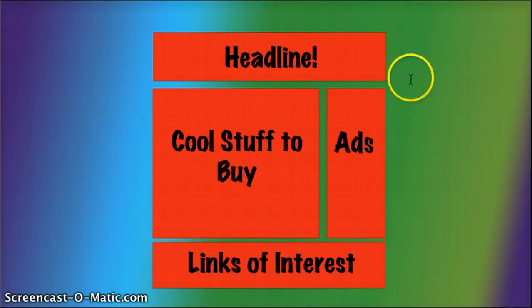But people don't really stick with just that. They usually make a variation of a system such as the rule of thirds, like this, where you'll have different sections such as for a headline and stuff to buy and advertisements and links in a shopping website.